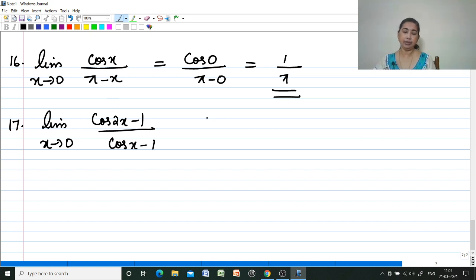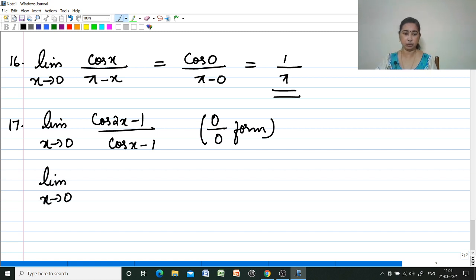So here, if I am giving x equal to 0, what will you get? Cos 0 is 1, 1 minus 1 is 0, divided by 0. So it is the 0 by 0 form. So we have to simplify this result. How can you write this?